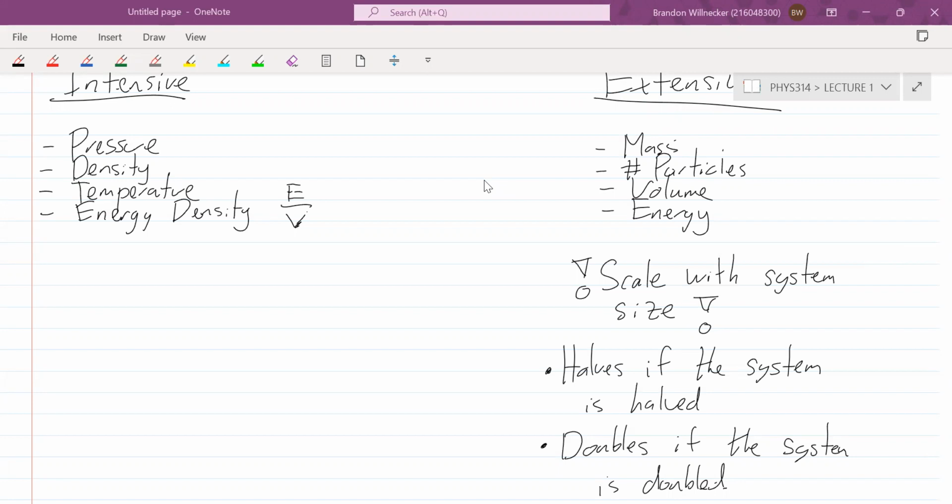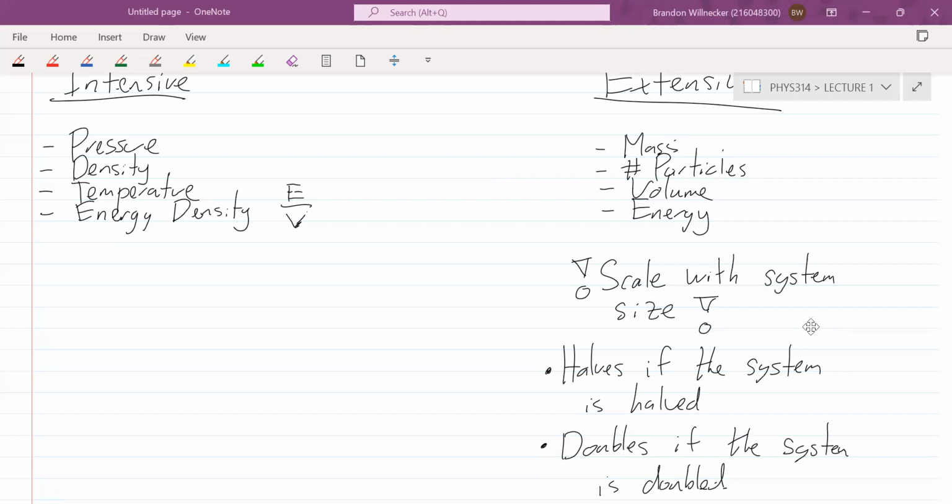Is volume considered extensive? Yeah, it's extensive. So if you're confused, just imagine if you doubled your system. So you go from 1 meter cubed to 2 meters cubed, that scaling is double. So the volume doubles when the system is doubled. So it's going to be extensive. Okay, so always just think about adding 2 of your systems together. What remains the same and what gets doubled?